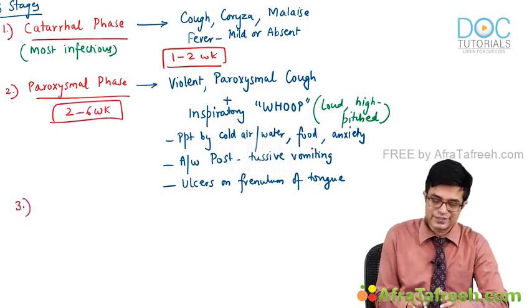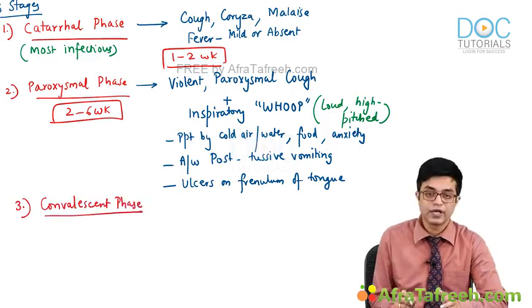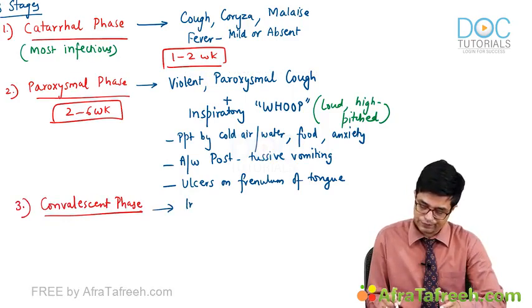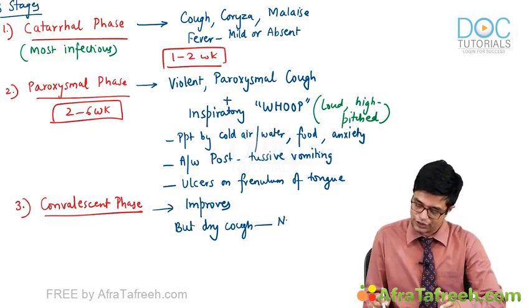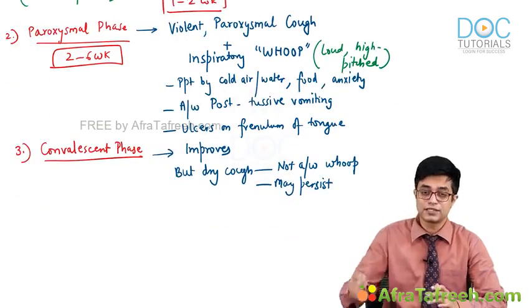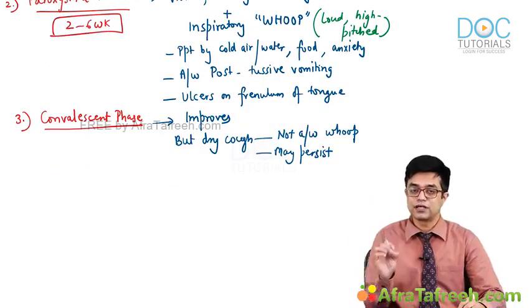And then third is the stage where the improvement starts happening, called convalescent phase, convalescent stage. The patient tends to start improving. But dry cough which is not associated with whoop may persist for a relatively long duration. Relatively long means sometimes it can persist for as long as 2 to 3 months. So, this is the clinical spectrum of the disease.